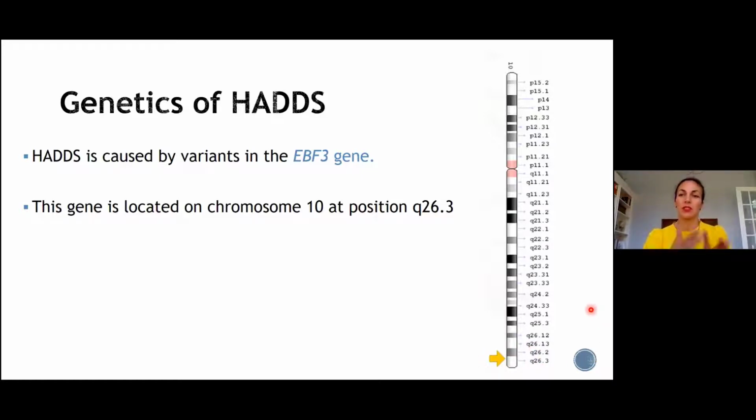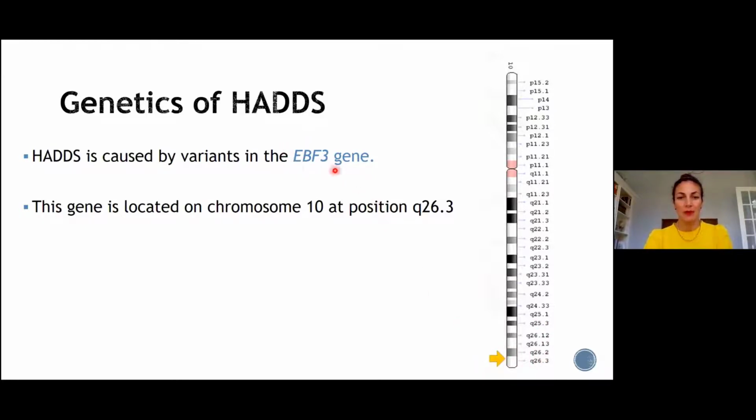And so it's like if you were to look at a book, you wouldn't necessarily know there's a typo on page 50, but you would know if there's 100 pages missing from that book. There are some children and individuals who have a deletion or a missing part of this chromosome area.